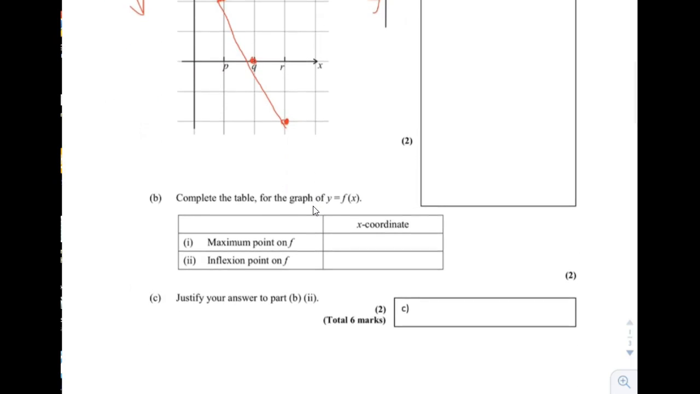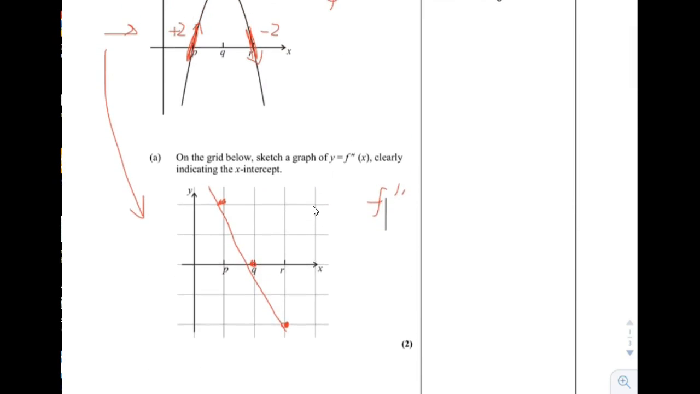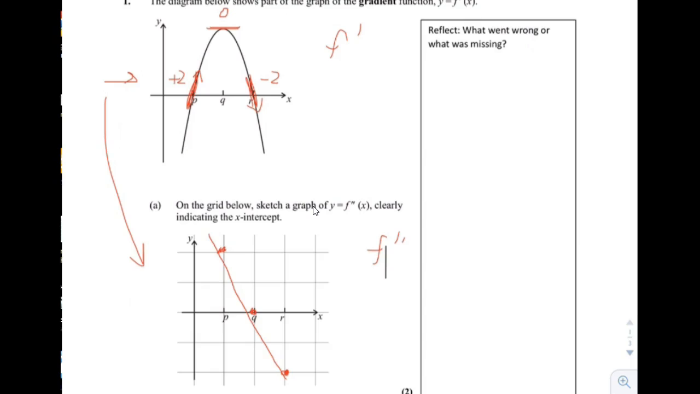Complete the table for the graph of y equals f of x. So what is the x-coordinate for the maximum point of f? What is the x-coordinate of the inflection point of f? And remember, they have not given us a graph of f itself. They've only given us f dash and f double dash. But we know that the stationary points of f yield a derivative of 0.